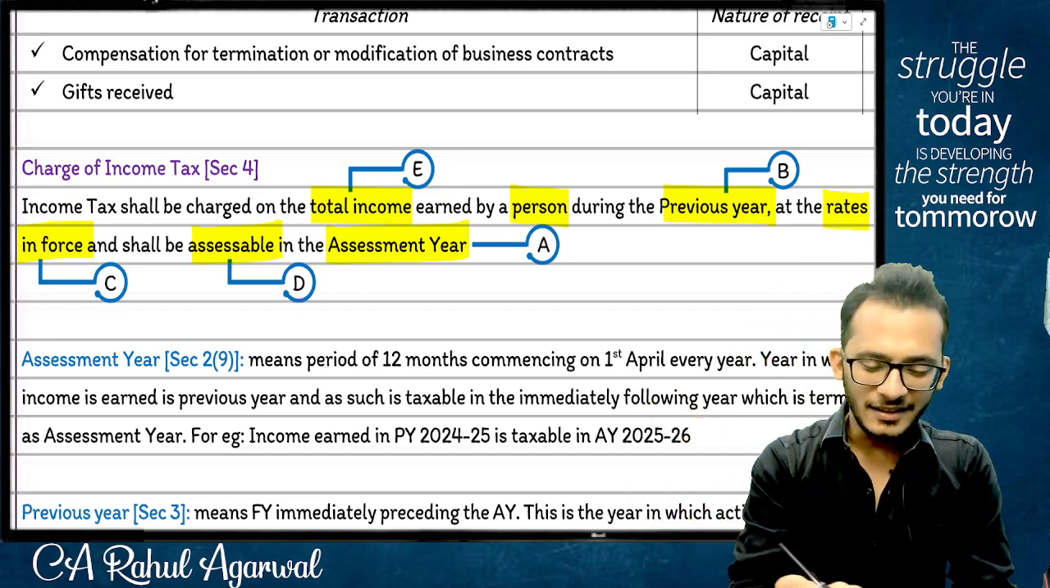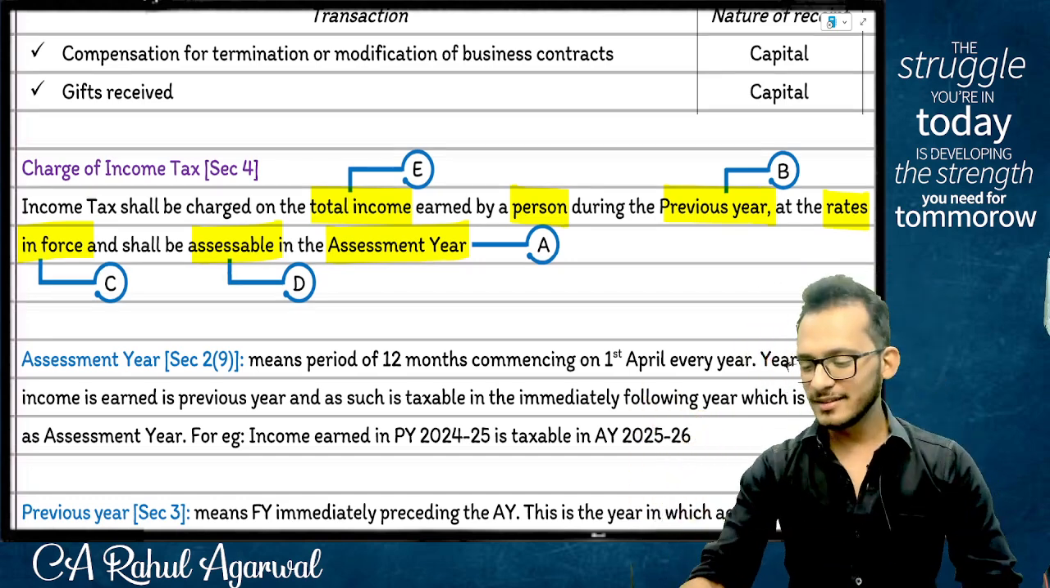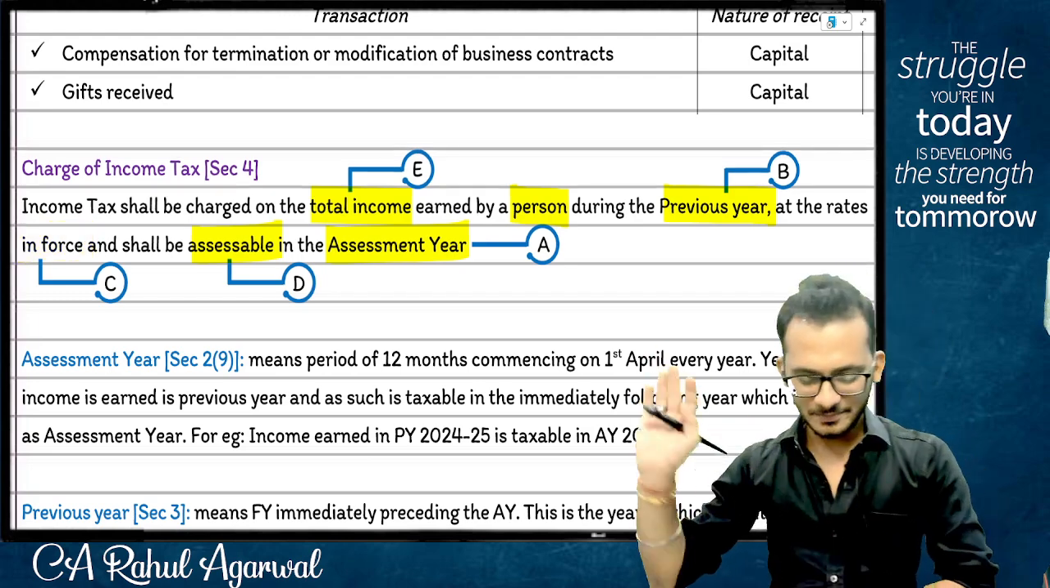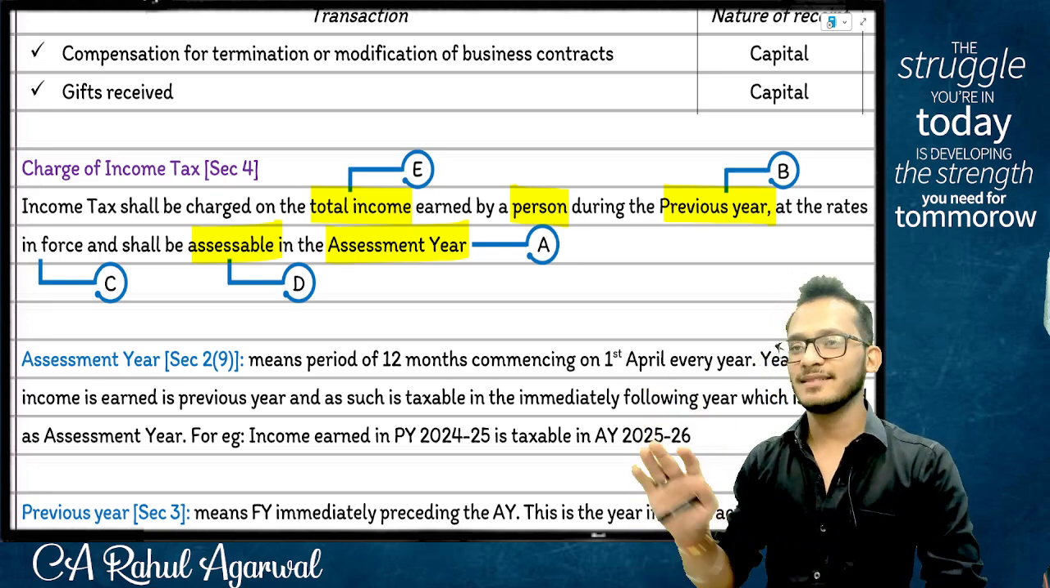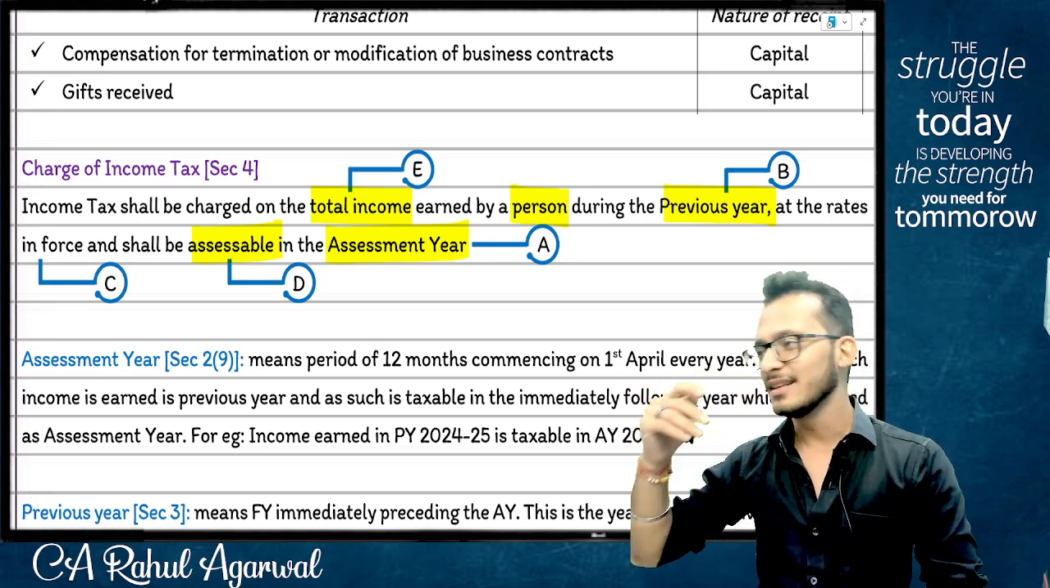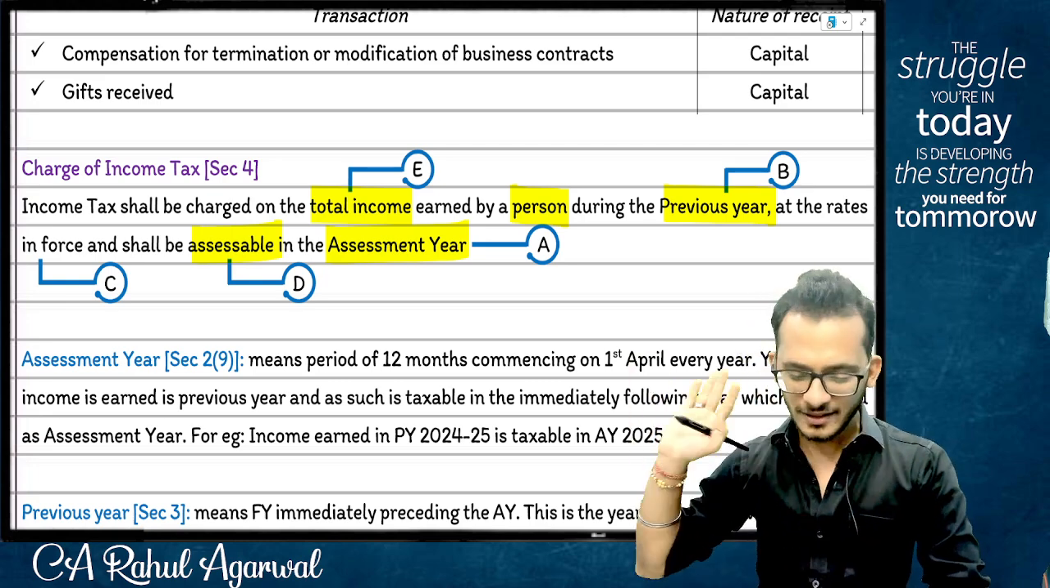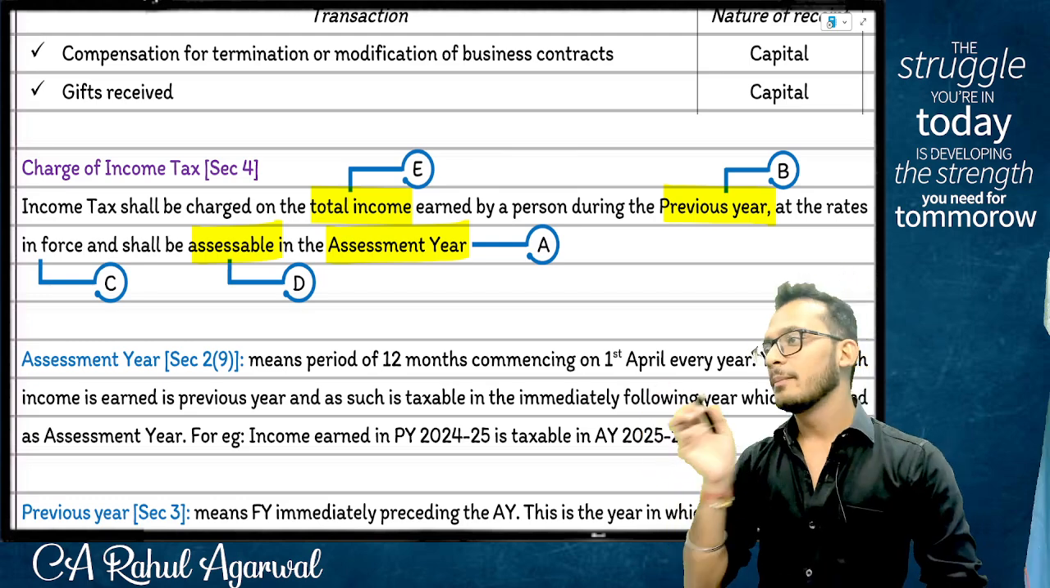Let me answer small things quickly. What is rates in force? Next chapter. Rates in force is whatever rate you have in the Income Tax Act, which we'll discuss in the next chapter. So matter khatam. Wo ho gaya. I think someone has asked me for person. Let's look at the person definition, people.